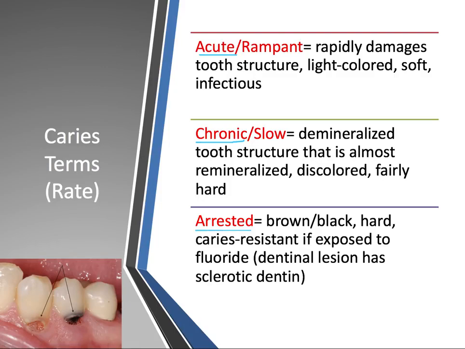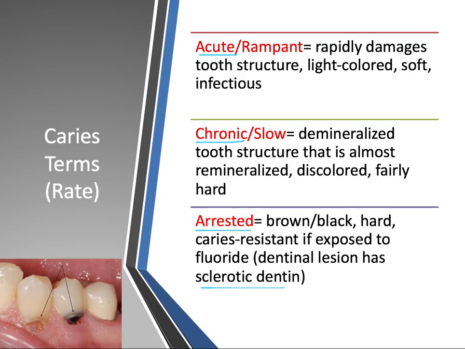And then we can have arrested lesions that appear brown or black. They're hard to the touch, and they're caries resistant if exposed to fluoride. So this is a cavity that has been arrested completely. The equilibrium is not moving in the direction of demineralization, which is a good thing. And if it's in the dentin, we get that sclerotic dentin. That's that hard dentin that is laid down by the odontoblasts to protect the tooth from further ingress of bacteria.